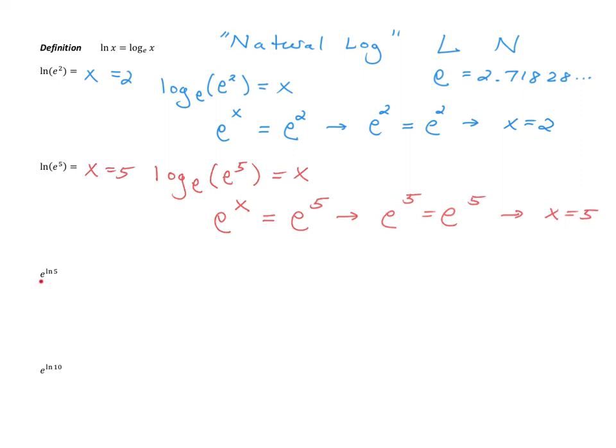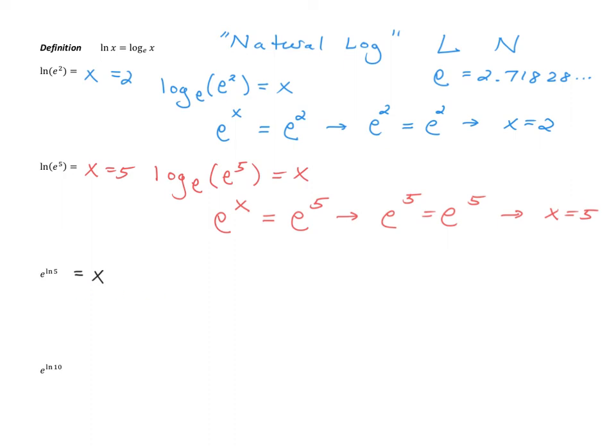Now, what about e to the natural log of 5? What is that equal to? So I'll call this x. This is backwards. All the ones we've done up to this point were the logarithm with the exponent inside the logarithm. Here, the logarithm is inside the exponent. How can we figure this out? Well, what we're going to do is change this from an exponential equation to a logarithmic equation.